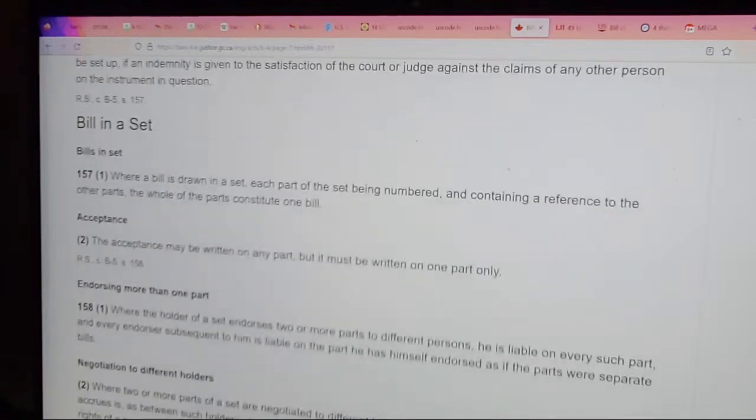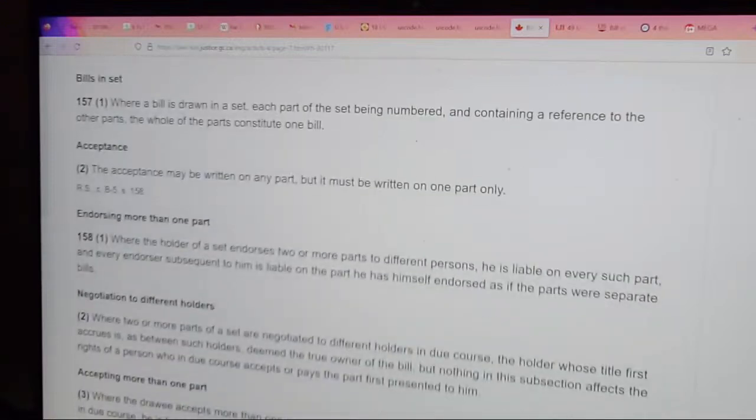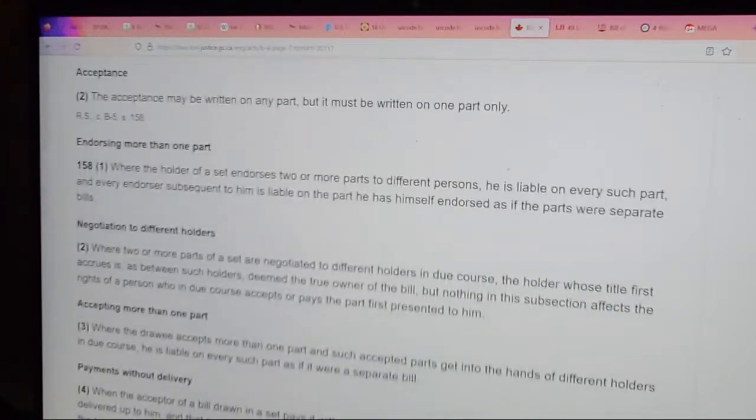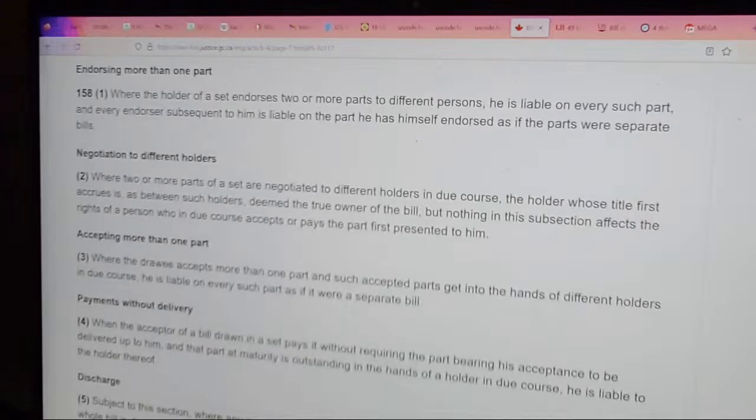Bill in set. 157.1. Where a bill is drawn in a set, each part of the set being numbered and containing a reference to the other part, the whole of the parts constitute one bill. Acceptance. 2. The acceptance may be written on any part, but it must be written on one part only.